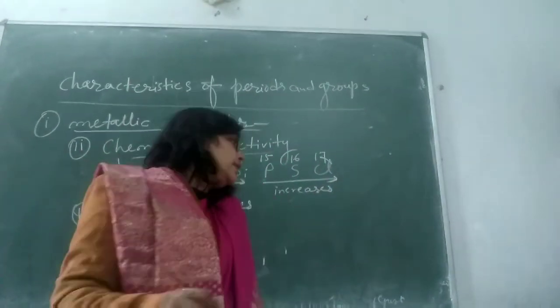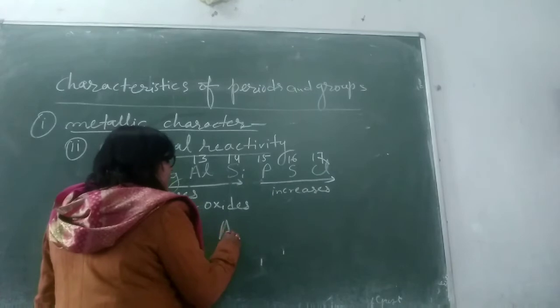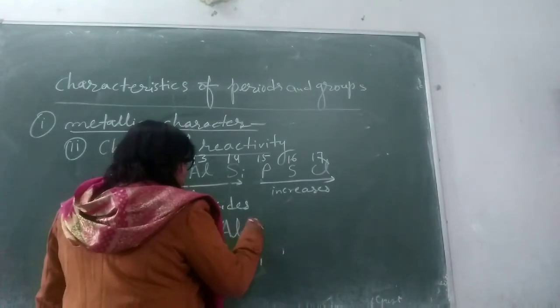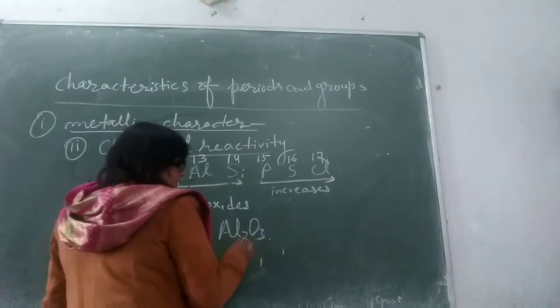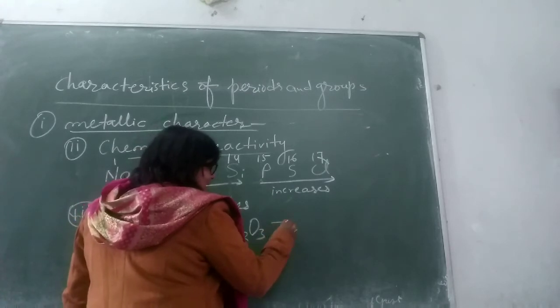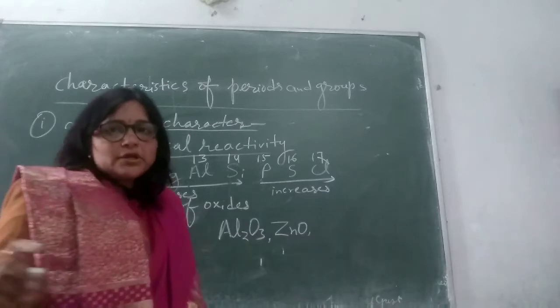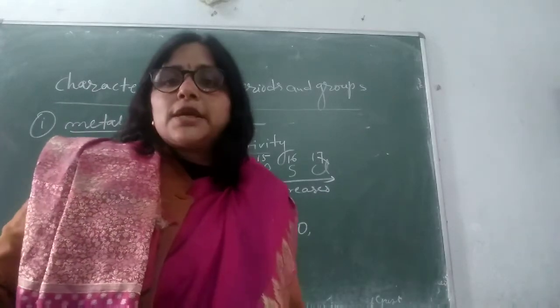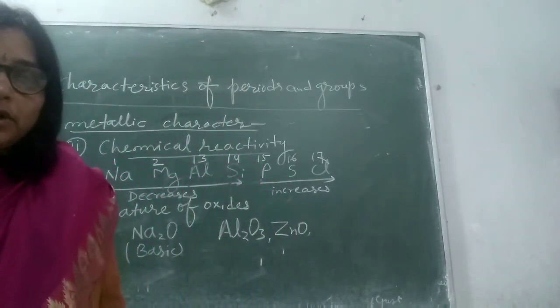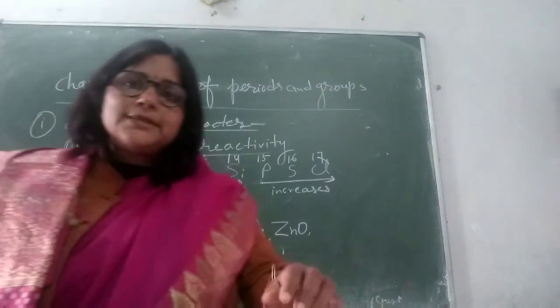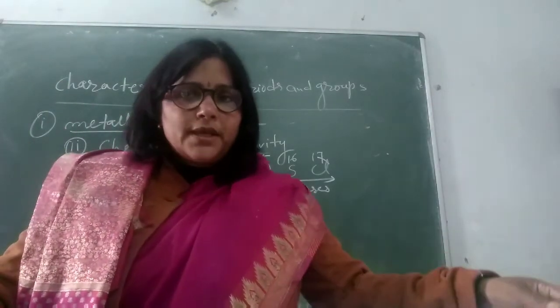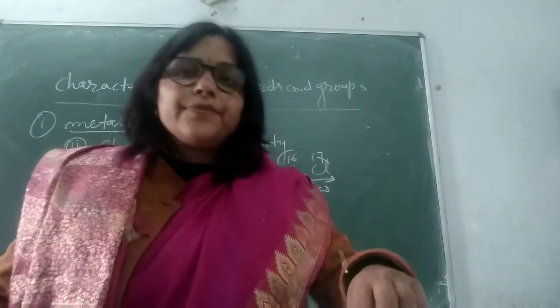For example, amphoteric oxides: Al2O3, aluminium oxide, as well as zinc oxide, silicon oxide and arsenic oxides. All these are amphoteric in nature.